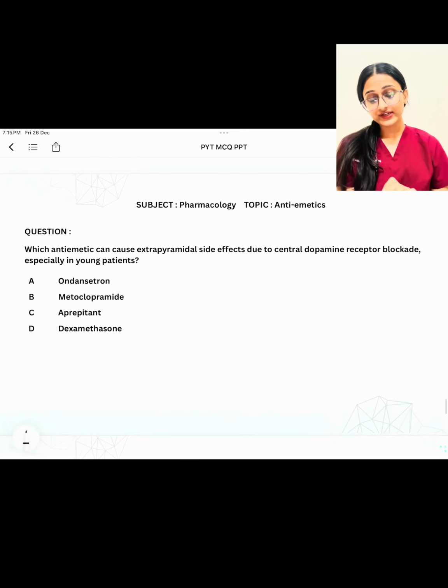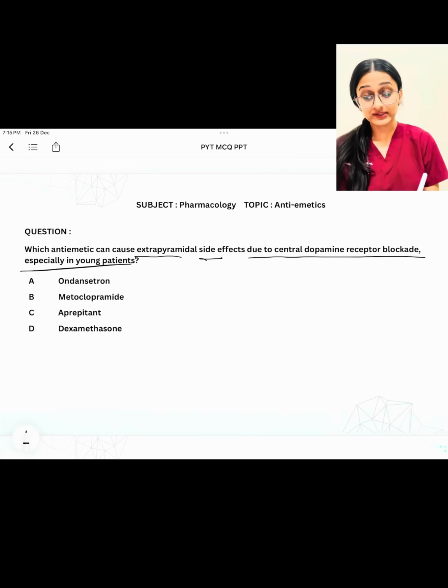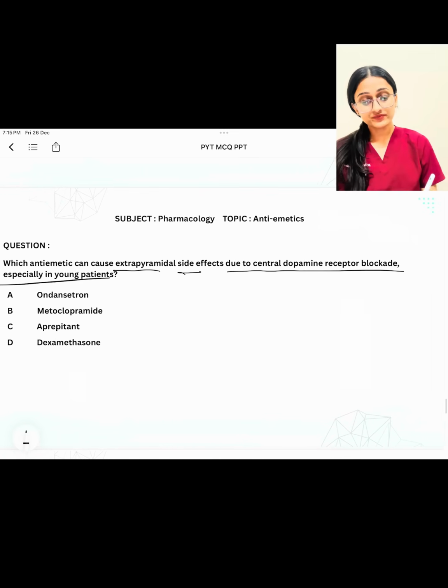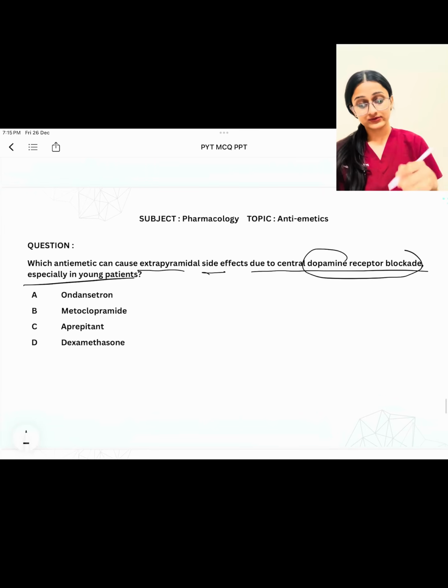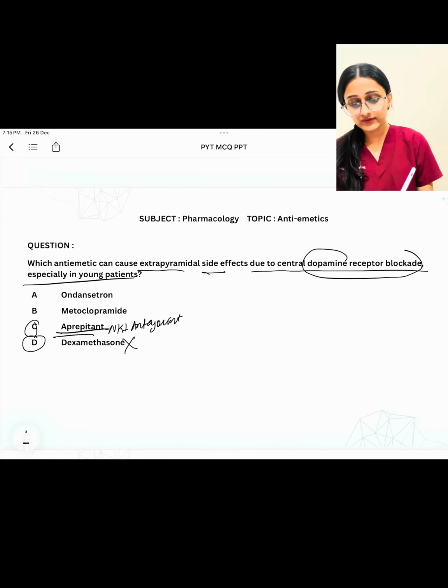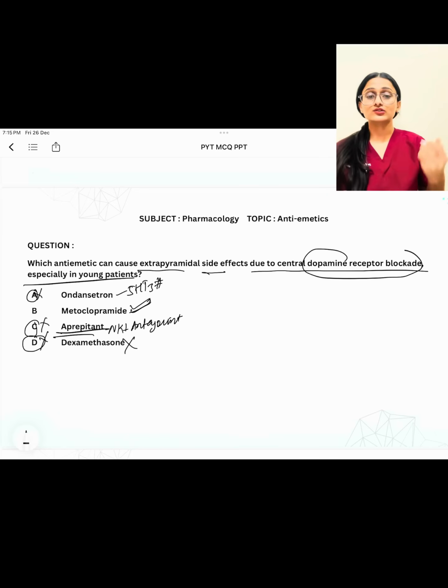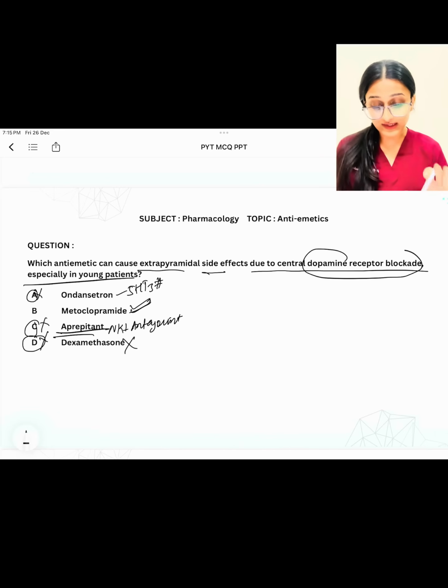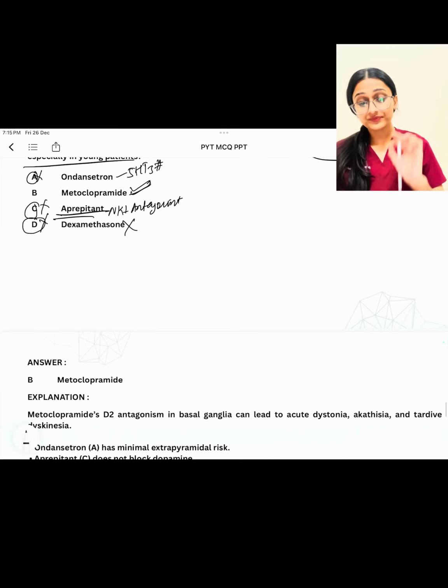Next question is, which antiemetic can cause extrapyramidal side effects due to central dopamine receptor blockade, especially in young patients? So they're asking about dopamine receptor blockade. We can rule out dexamethasone, it is a steroid. Aprepitant we have studied, it was an NK1 antagonist, so it is ruled out. Ondansetron we have studied, so it is also ruled out. The answer will be metoclopramide. Let's discuss metoclopramide.